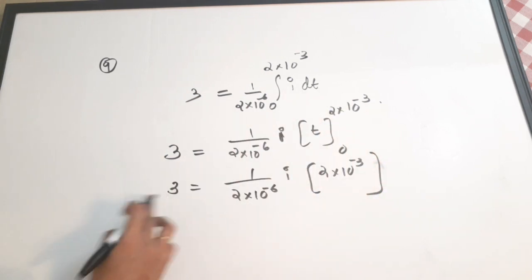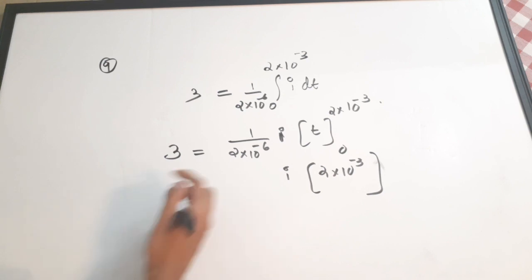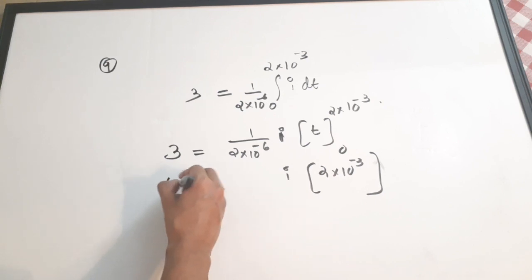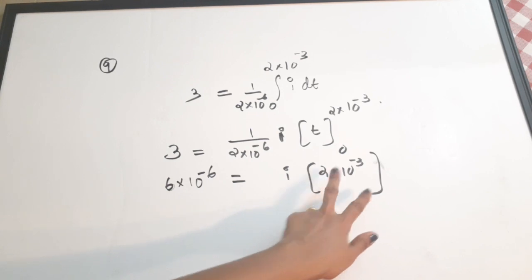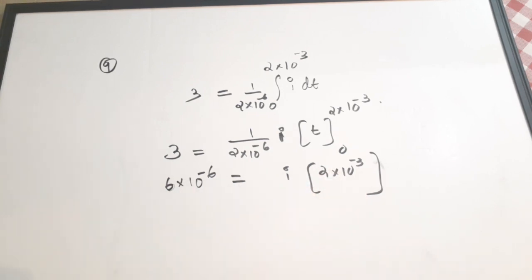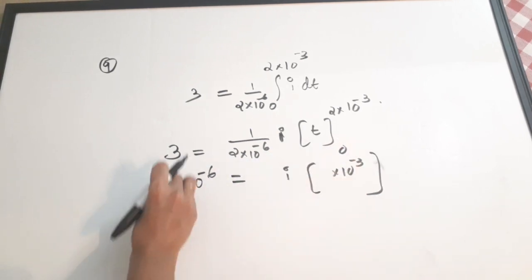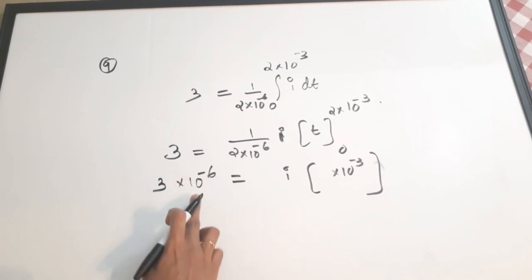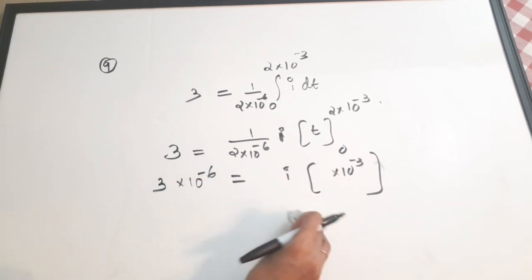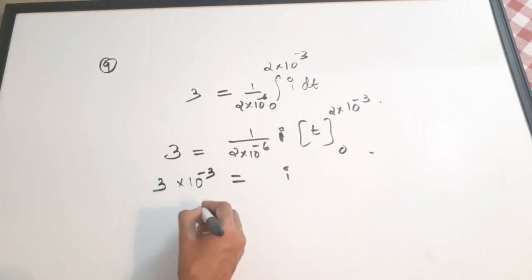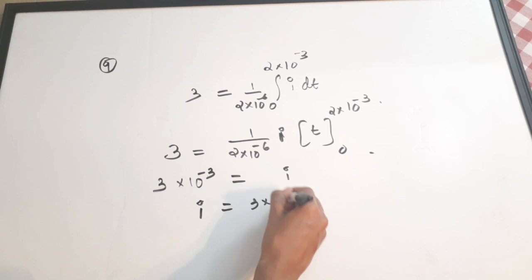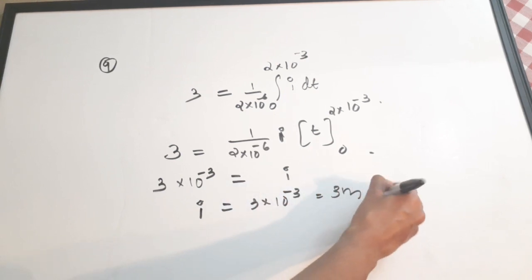Okay, so I'm going to cross multiply this. It will be 6 into 10 raised to minus 6 is equal to I into 2 into 10 raised to minus 3. Now if you take this term and divide with this term, what will you get? 6 by 2 is 3. 10 raised to minus 6 and 10 raised to minus 3, you will be getting 10 raised to minus 3 here. Now you will be getting the value of I is equal to 3 into 10 raised to minus 3, or 3 milliampere, right?